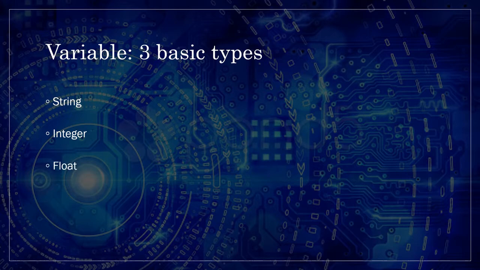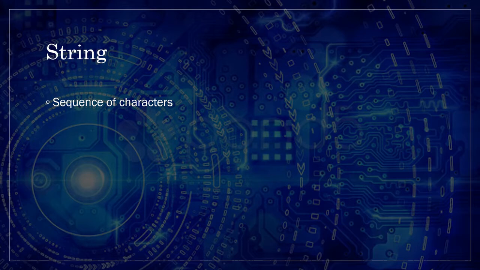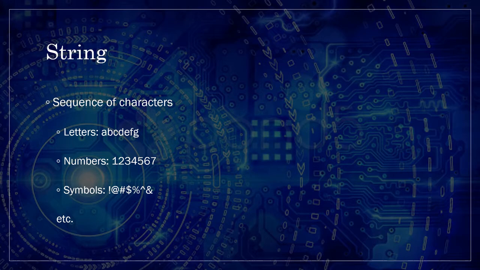A string is a sequence of characters, and these characters can be letters, numbers, symbols, almost anything you want. Strings are enclosed with either single or double quotes. In Python, there isn't a difference, so you can use whichever one you like. However, in other languages, it may matter which type of quotes you use.